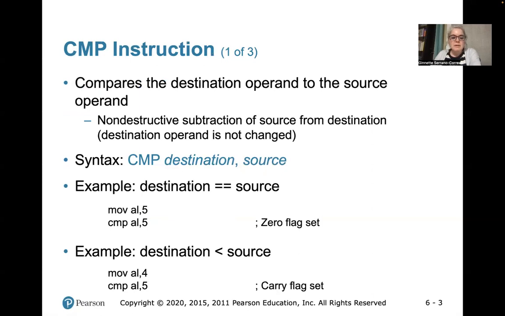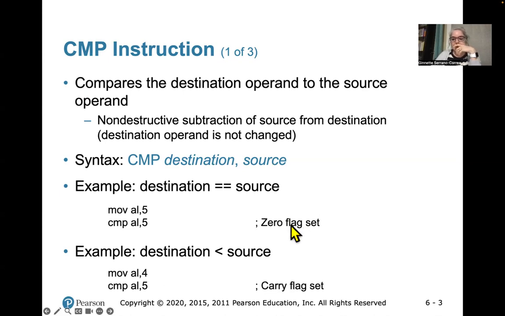Okay, so the CMP instruction compares the destination operand to the source operand. It is a non-destructive subtraction of source from destination. The destination operand is not changed. So here's an example. If we move 5 into AL and we compare AL to 5, AL is going to be equal. The destination is going to be equal to the source. So the zero flag is going to get set.